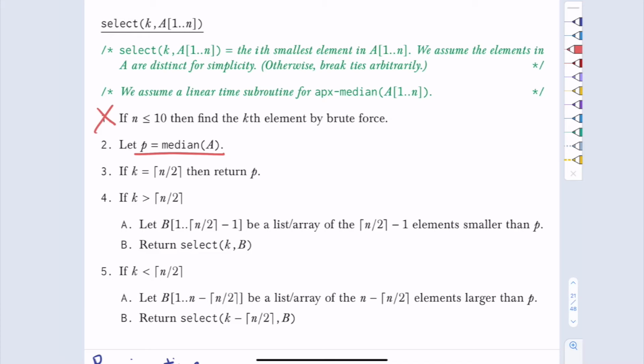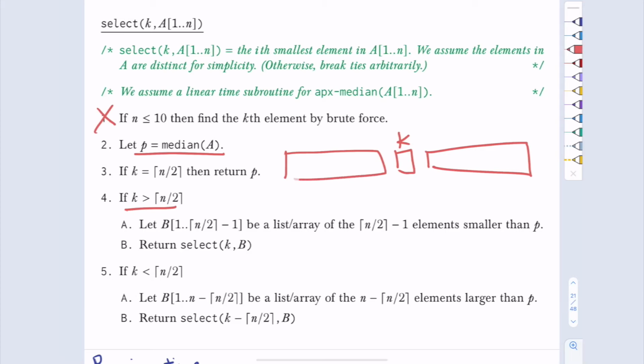Now, if k is bigger than n over 2, so I kind of have k, and then here's all my elements bigger. Sorry. Here's my pivot p, which has rank n over 2. And here's all my elements bigger than p, all my elements smaller than p. If k is bigger than n over 2, then I should go on the right-hand side and look for the element in there. The right-hand side is still unsorted, but I know it's amongst them.